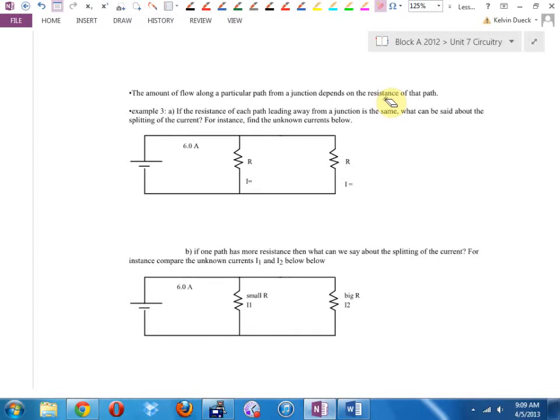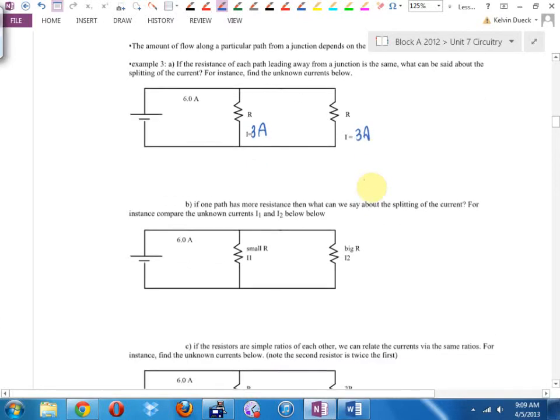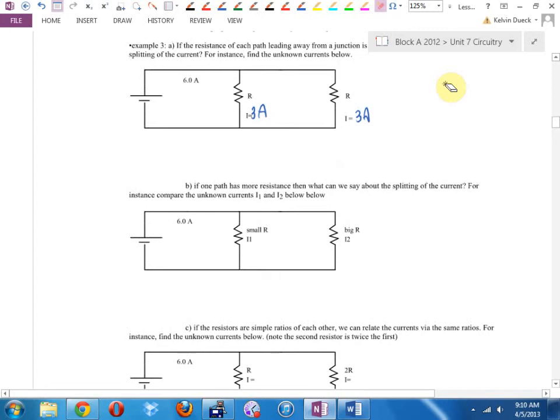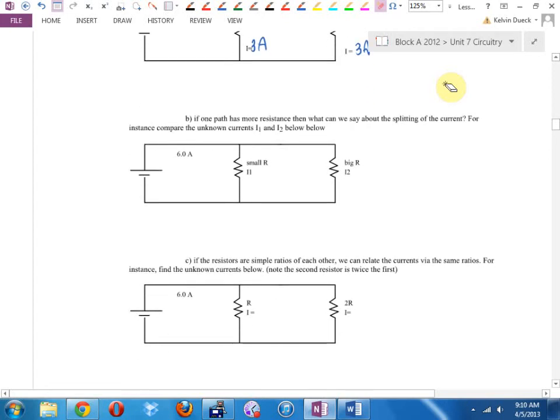Okay? So, if the resistance of each path leading away from the junction is the same, what do you think you can say about splitting the current? If I have 6 amps leaving the chairlift and each resistor has a resistance R, take a guess. What would make sense for the current? 3 and 3. Sorry? You got it? It might have been a good question. No? Yes? No? Okay.